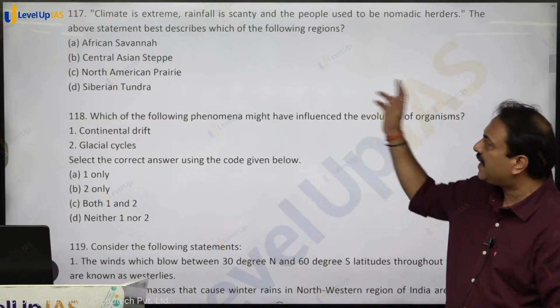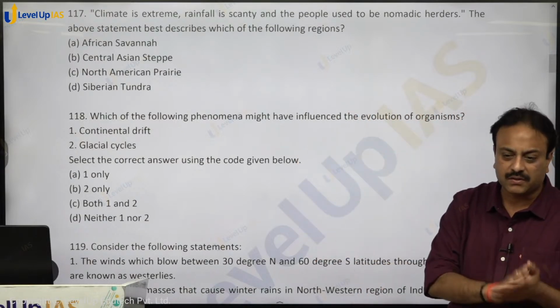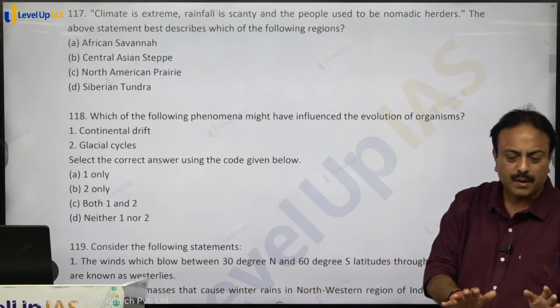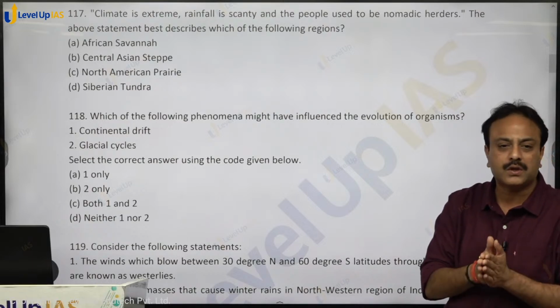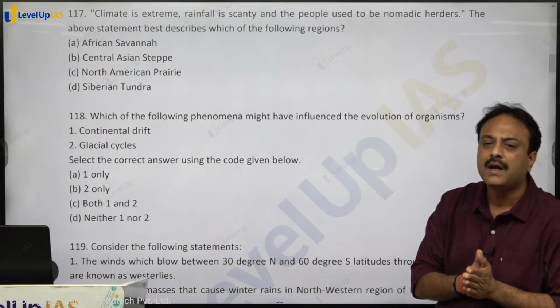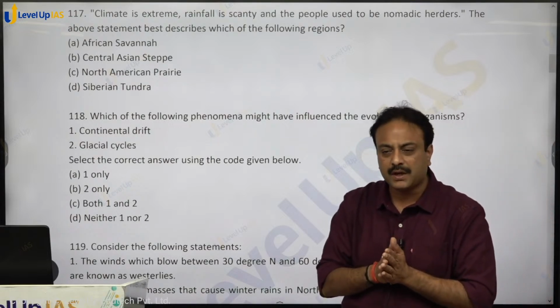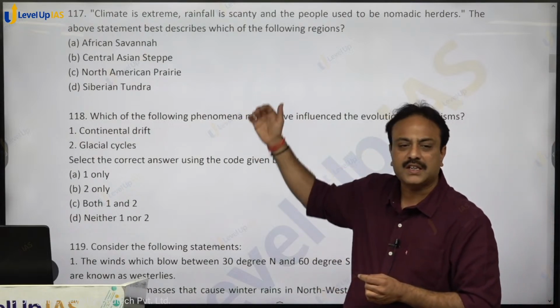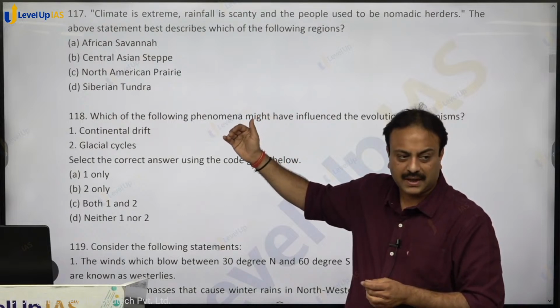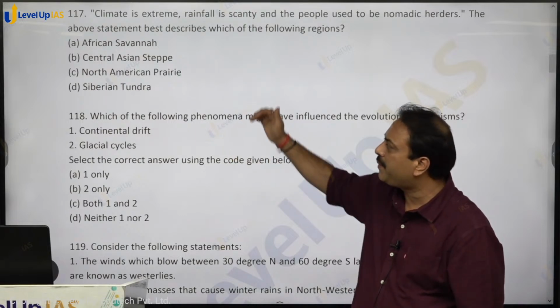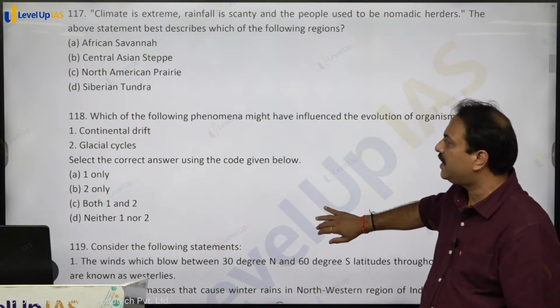However, the three traits match with Siberian tundra as well, to be very frank and honest. But you have to use your brain, you have to use your presence of mind in your examination, to derive an answer to a particular question depending upon these parameters. Right? Clear on that? So the answer will be option B, B for boy, Central Asian steppe.